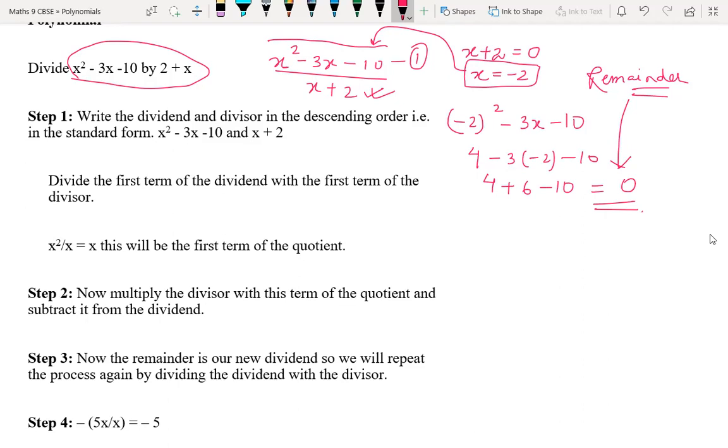If remainder is 0, we can say that two things are there, children. One is the remainder theorem and one is the factor theorem. The first one I'm telling about is the remainder theorem. Okay.